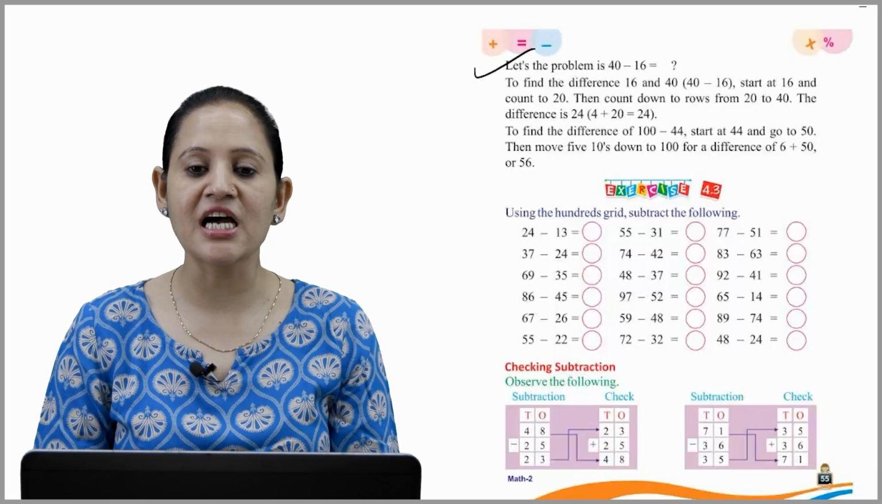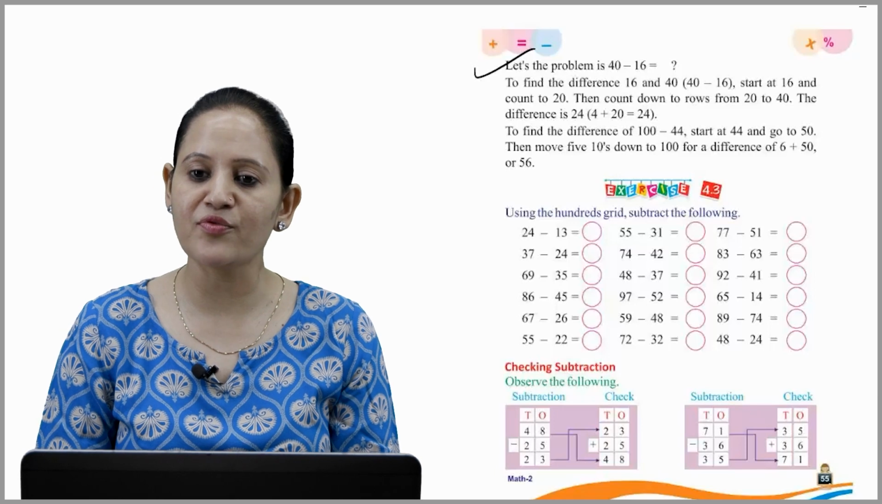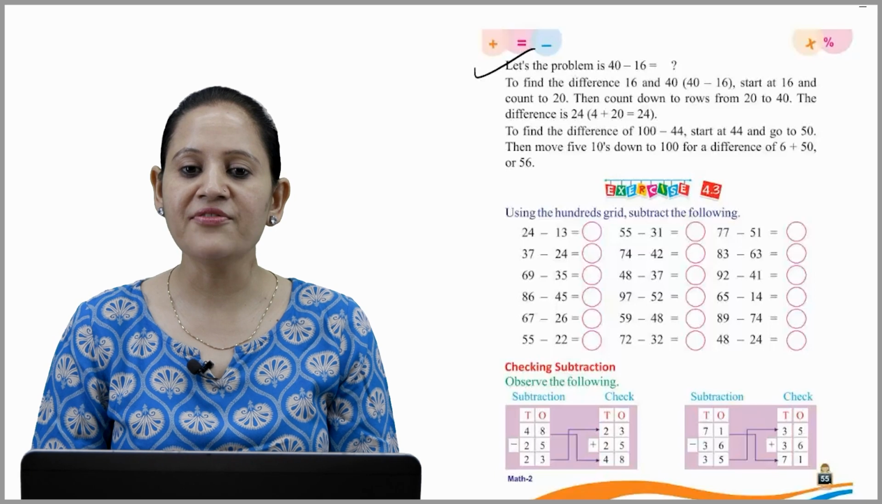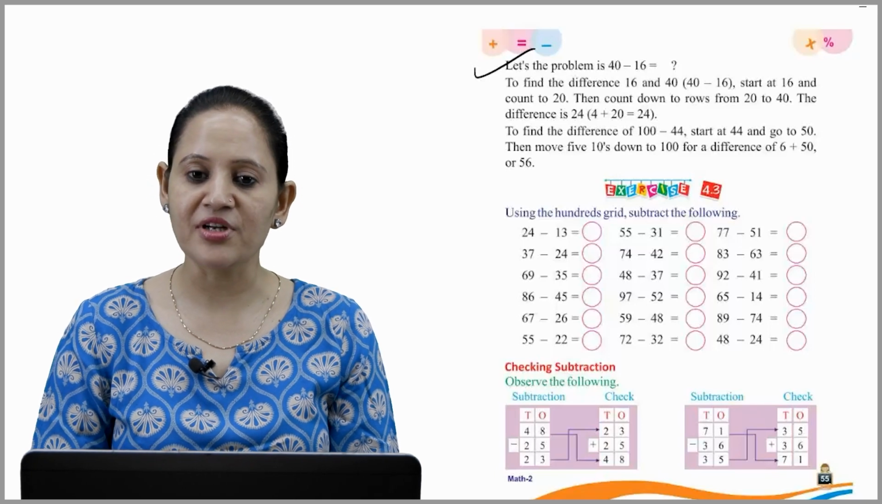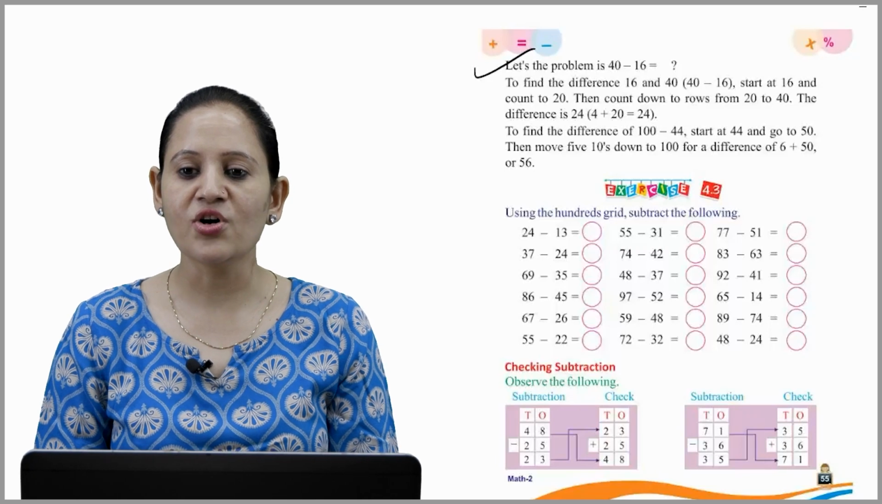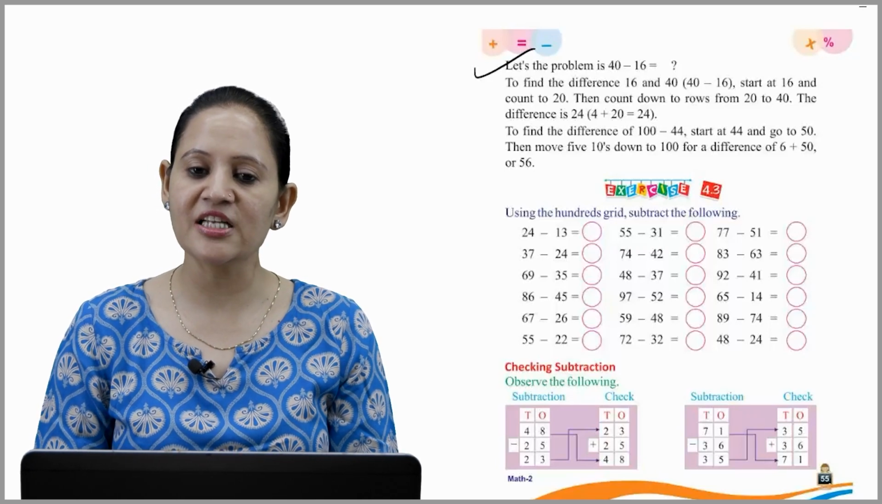To find the difference, 100 minus 44, start from the 44 and go to the 50. Then move 5 tens down. 20 backward counting करनी है. Clear? To the 100. To find the difference, so 6 plus 50, that is 56.